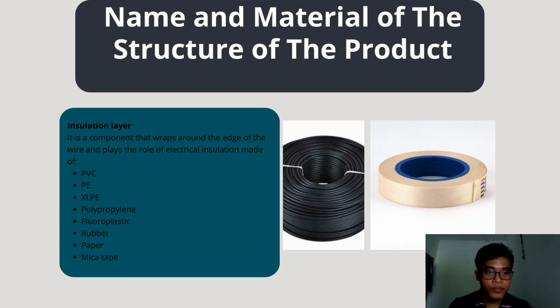The conductor and insulation layer are two basic components that must be held to form a cable product. There are several main materials, which are PVC, PE, XLPE, polypropylene, fluoroplastic, rubber, paper and mica tape.